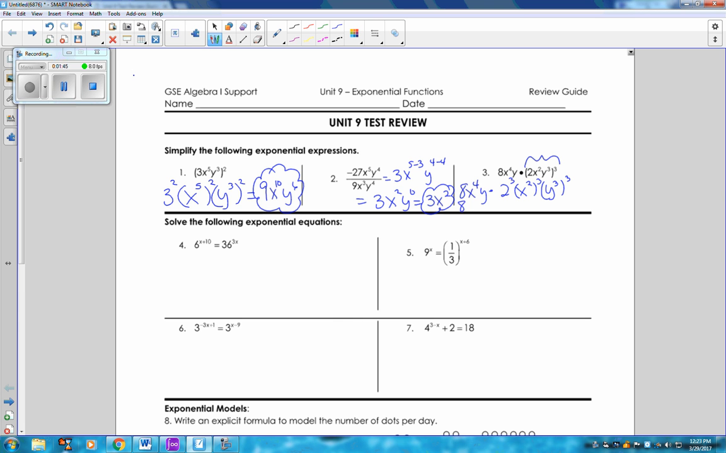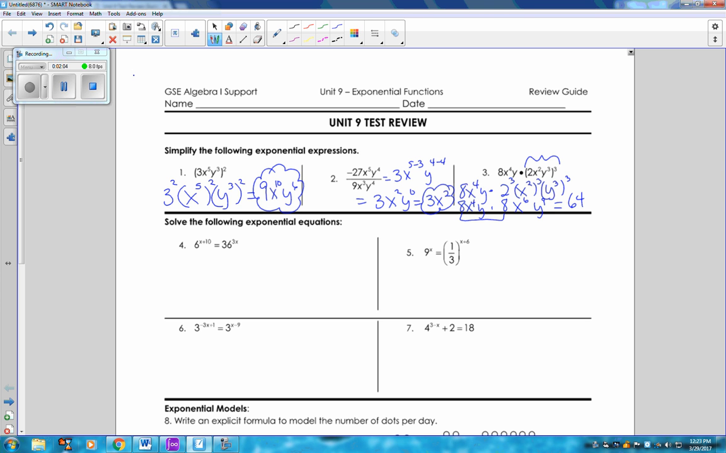Now again, I'm going to bring down the 8x to the 4th y and clean this up. 2 to the 3rd power means 2 times 2 times 2, which is 8. Power to a power, you multiply your exponents. 2 times 3 is 6, and 3 times 3 is 9. Now we're going to multiply the two integers together. 8 times 8 is 64.